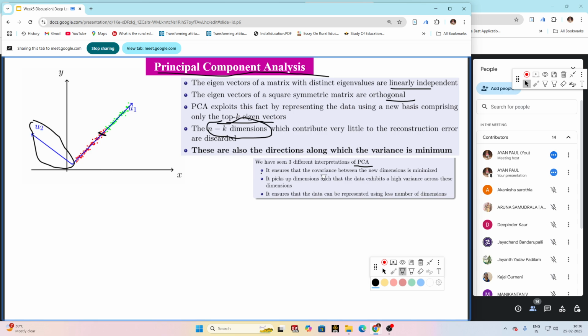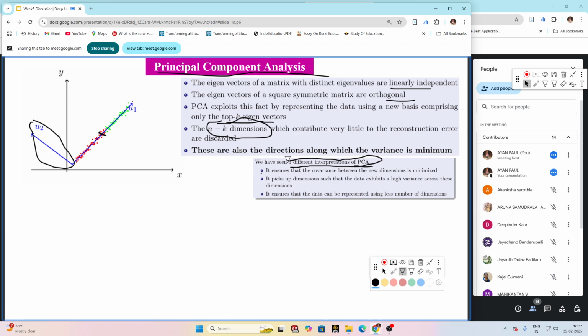Second, it picks dimensions such that the data exhibit high variance across them. Here we have only picked u1 because along this eigenvector we can see maximum variance. And last, it ensures that data can be represented using fewer dimensions. Earlier we were representing it in 2 dimensions, now we have eliminated 1 dimension and are projecting our data into 1 dimension. So these are the 3 different interpretations of PCA.